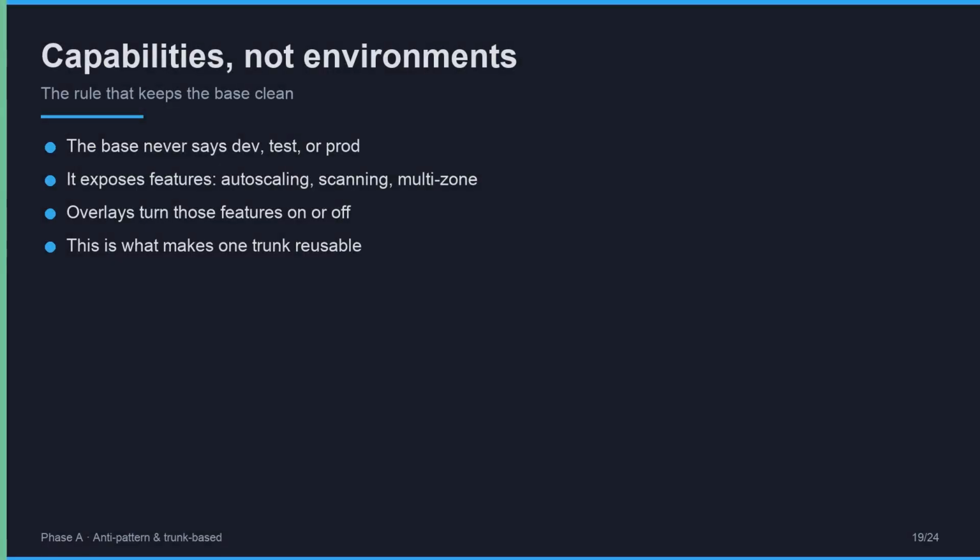There is one rule that keeps the shared base clean. The base never says the words dev, test, or prod. Instead, it exposes capabilities, features like autoscaling, security scanning, or multi-zone deployment. The overlays turn those capabilities on or off per environment. This separation is what makes one trunk reusable by every tenant, without anyone stepping on anyone else.